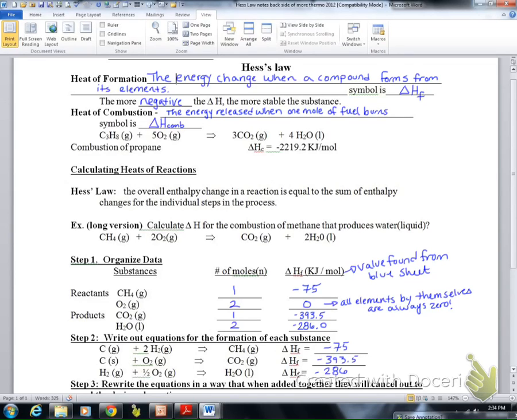So then what we're going to do is write out the equation for the formation of each substance. Now, when I do Hess's law the long way, I will give you those 3 equations, and I will give you the parent equation. I never expect for you to write out the equations for the formation of each substance. I will give you these. You will also get these values. We might need to do some manipulation with those values. So here are our equations for the formation of each substance.